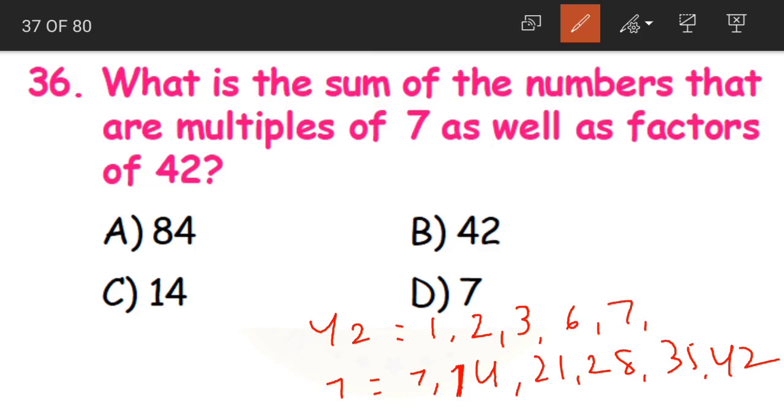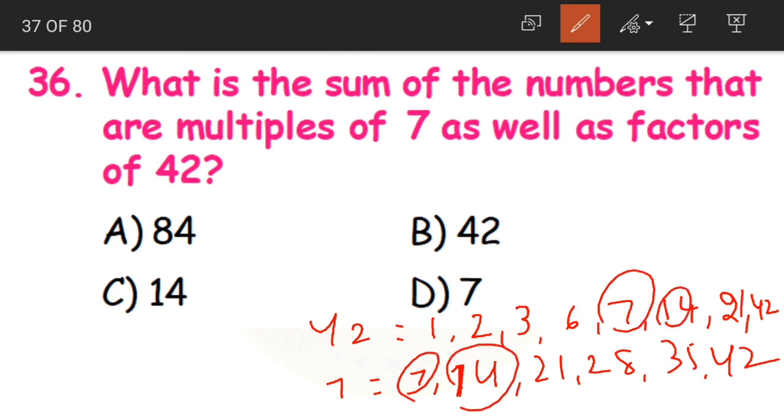6 sevens are 42. 3 ones are 3, 3 fours are 12, 3 fourteens are 42. Yes, then we have 2 twenty-ones are 42 and then 1 forty-two is 42. Yes, so what are the factors as well as multiples? What are the common numbers here? 7 is the common number, 14, 21 and 42.